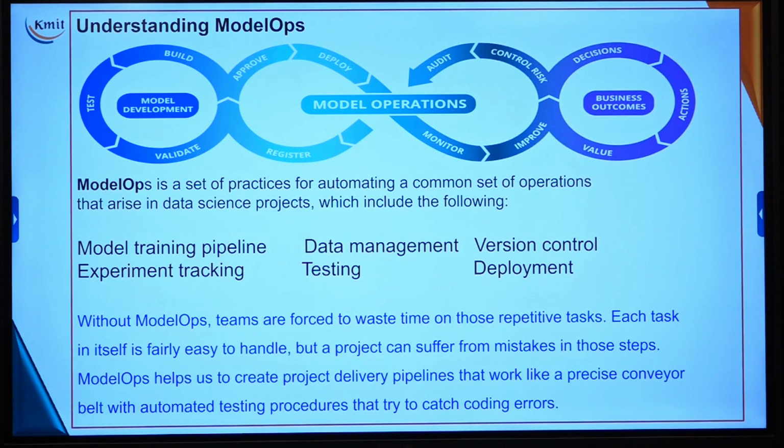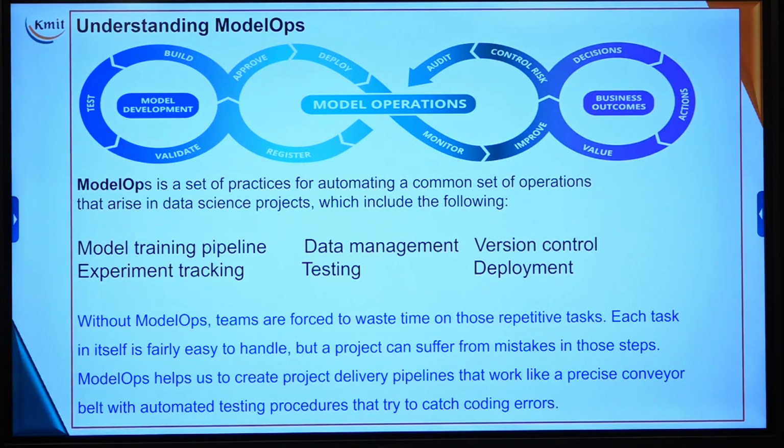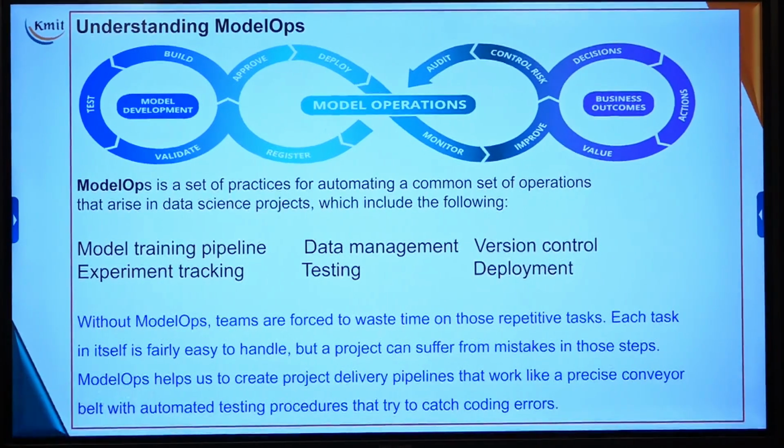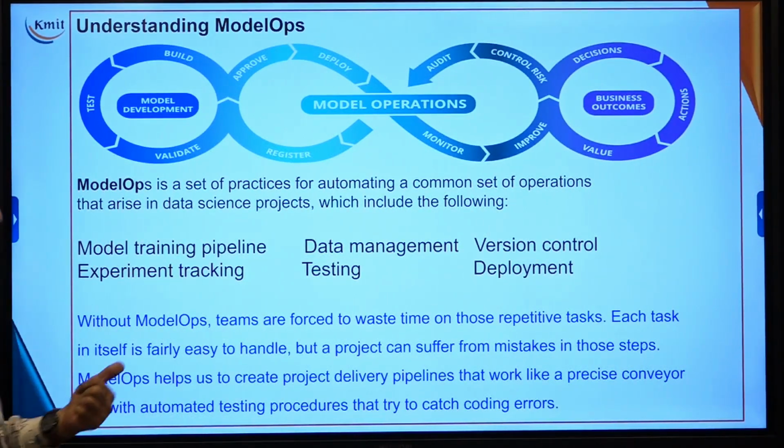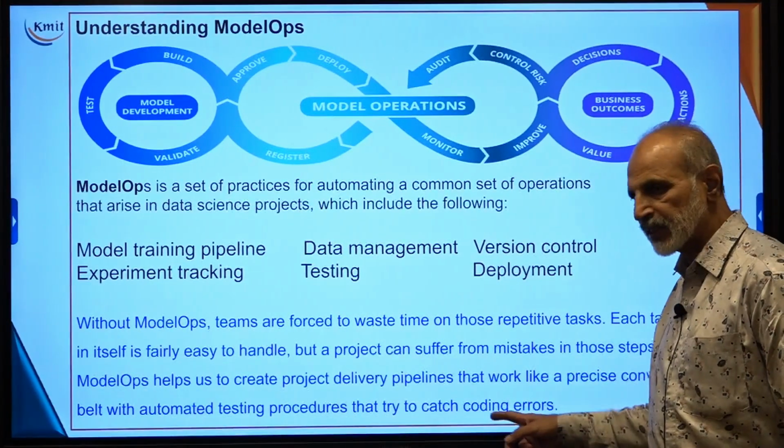Without model OPS, teams are forced to waste time on repetitive tasks. Many of the tasks here are repetitive, and each task in itself is fairly easy to handle, but a project can suffer from mistakes in those steps. So how does a model operation pipeline help us? Model OPS helps us to create a project delivery pipeline that will work like a precise conveyor belt with automated testing procedures, so that we will have fewer and fewer coding errors. So we'll be able to catch the coding errors very quickly.